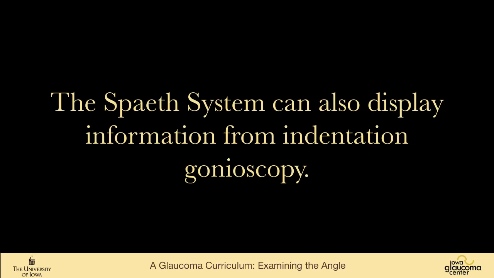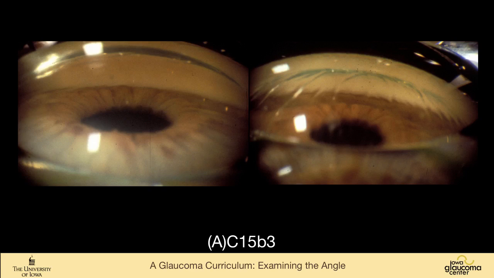One of the nice things about the Spaeth system is you can use it to display information from indentation gonioscopy or dynamic gonioscopy. So this is an angle that looks closed. There's no visible trabecular meshwork. So that would be an A. It's in parentheses because it looks like an A. But when I indent, I can see pigmented trabecular meshwork all the way down to but not past the scleral spur. So that would be a C. The angular width here is 15 degrees or so. B for bowed forward. And there's 3+ pigmentation that we can see once we indent.